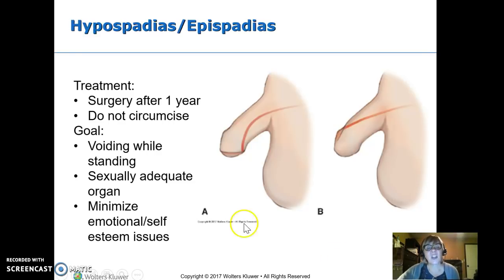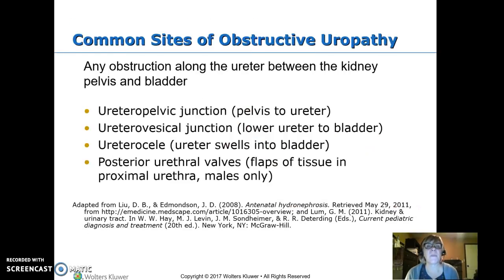So this child, what we do want to do, sometimes they can just take the meatus and move it, but if it comes out quite far from the tip of the penis, they're going to have to make some urethra. They like to use the foreskin. So this baby shouldn't get circumcised because they'll use that in surgery.